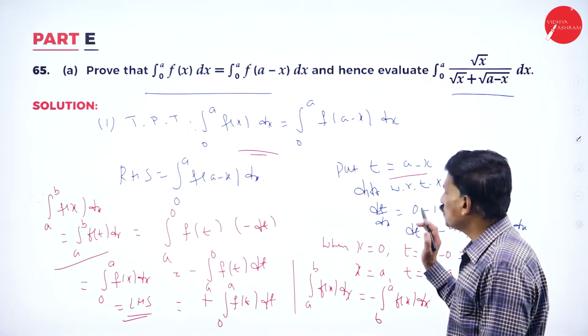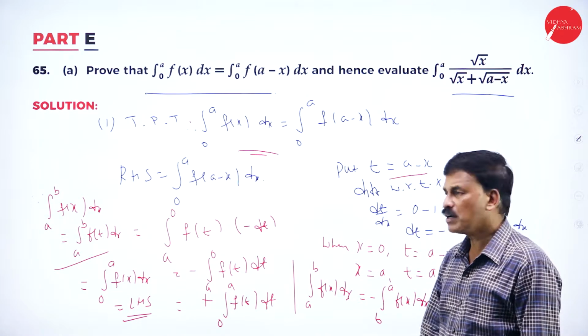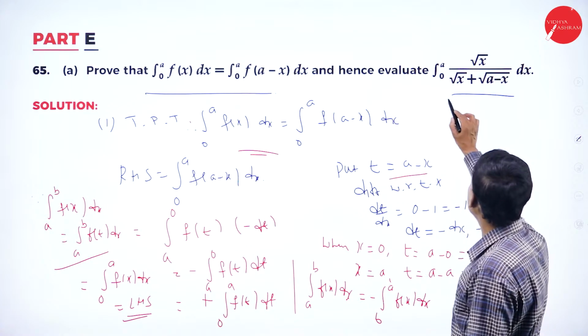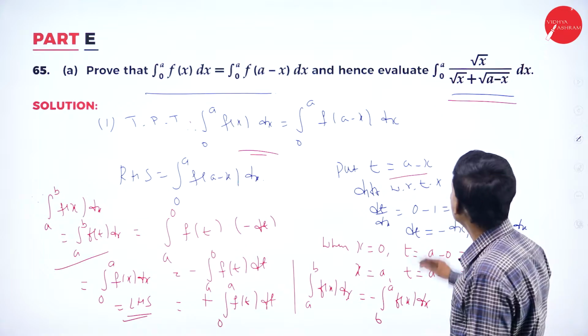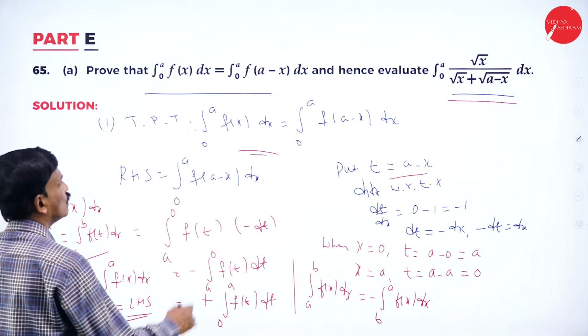Now, if you do this much, you will get 3 marks. And for the second part, to evaluate, if you do this, again the remaining 3 marks you will get. Totally 3 plus 3, 6 marks. Now, let us come to the second part.